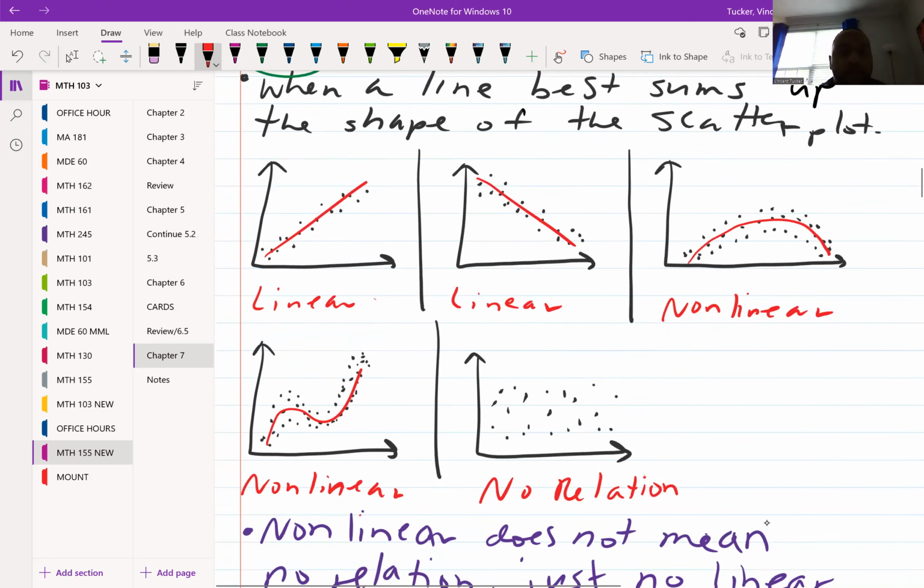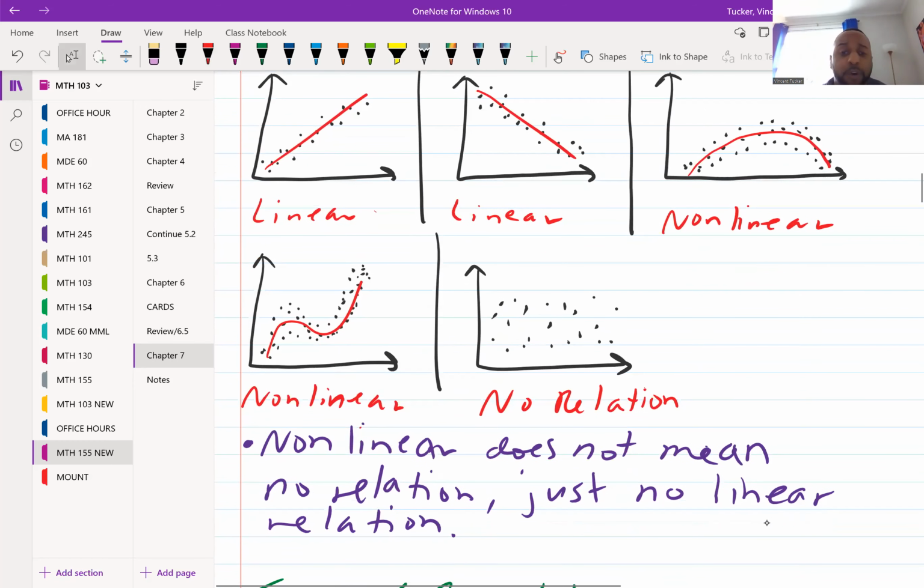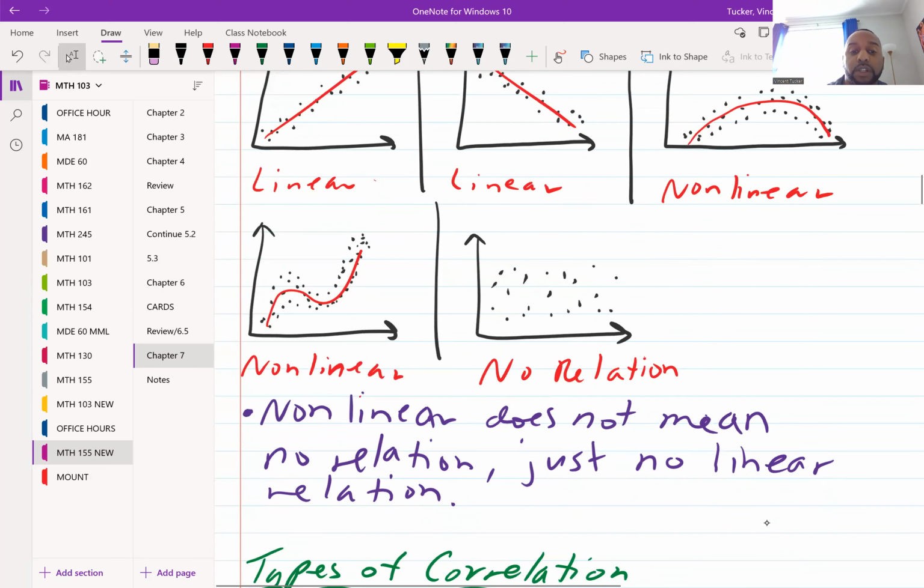All right, can I scroll up? Oh, and that purple statement is non-linear does not mean no relation, just no linear relation. So that was what I mentioned earlier.